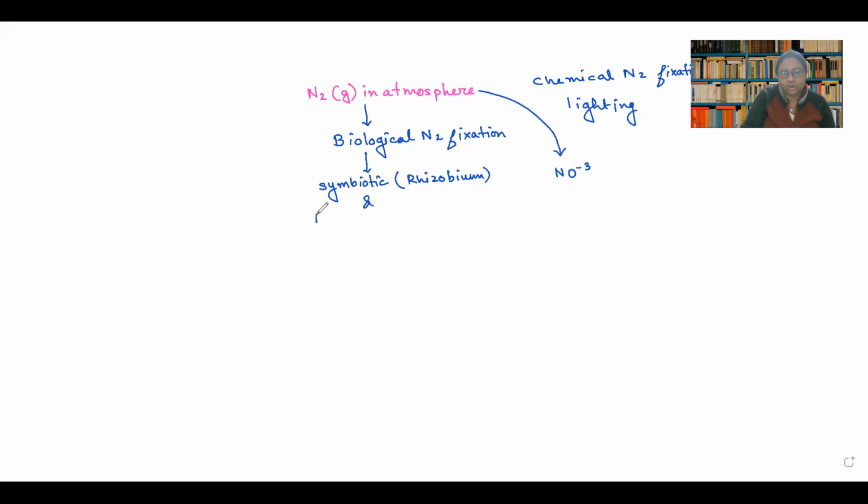And not only symbiotic, there are non-symbiotic nitrogen fixers which are called Azotobacter. So what do they do? Basically, they will convert nitrogen gas first of all into ammonia, that is NH4 plus. This process is called ammonification.